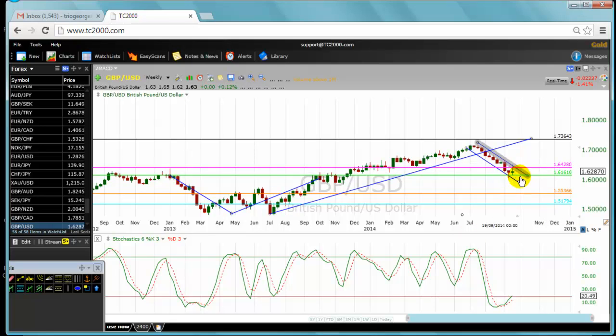So the price may consolidate between the green line and the pink line. But if we find a support above the pink line, we are likely to bring it back to retest, probably, the blue line here.